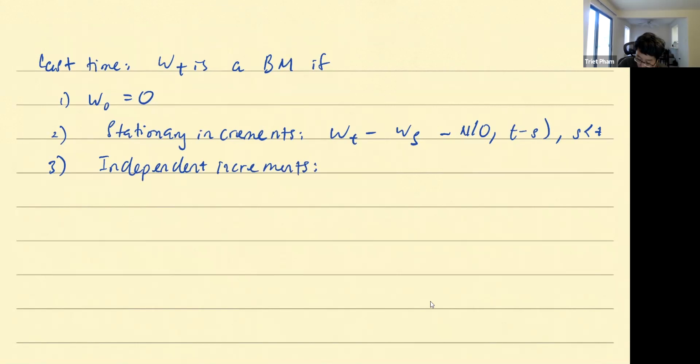Meaning if you have time points s less than t less than u, then as long as they are not overlapping, the differences are independent.